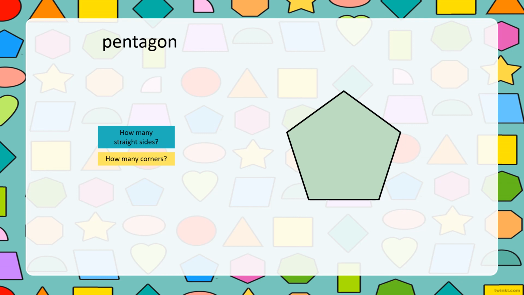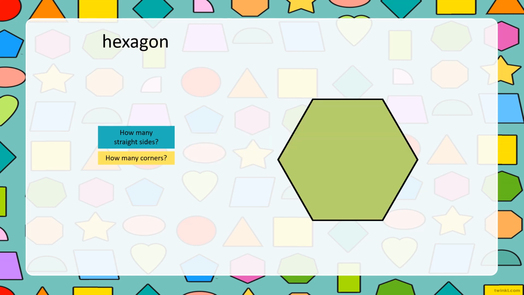This shape is called a pentagon. How many straight sides can you see on the pentagon? 5 straight sides on a pentagon and 5 corners on a pentagon. What about the hexagon? How many straight sides can you see? 6 straight sides and 6 corners.